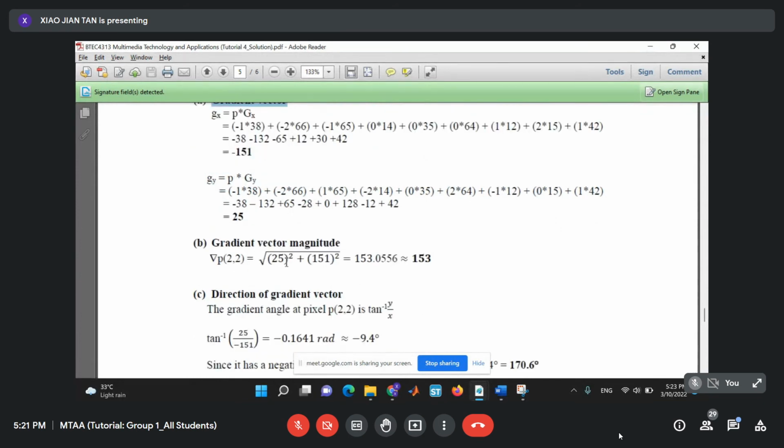get the magnitude. Okay. Basically, this is the equation to get the magnitude. So this is the magnitude. Okay. Any questions?